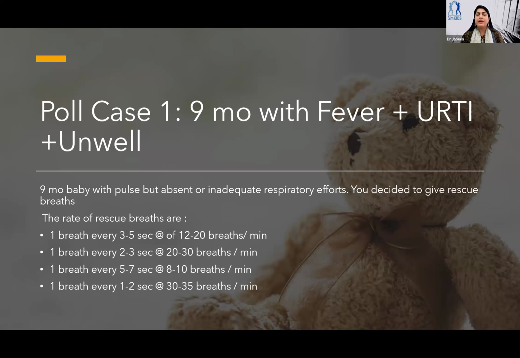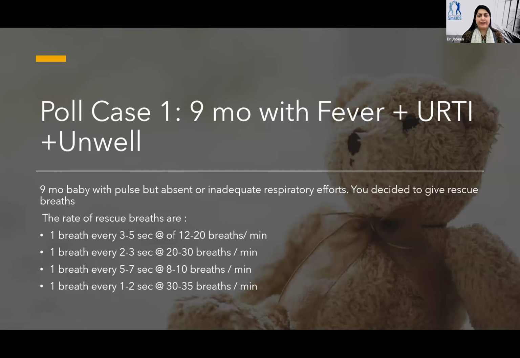He is having fever and some upper respiratory tract infection and looks unwell. The baby has pulses present, but very inadequate respiratory effort, and you decided to give rescue breath. So what should be your rate of rescue breath based on 2020 guidelines?